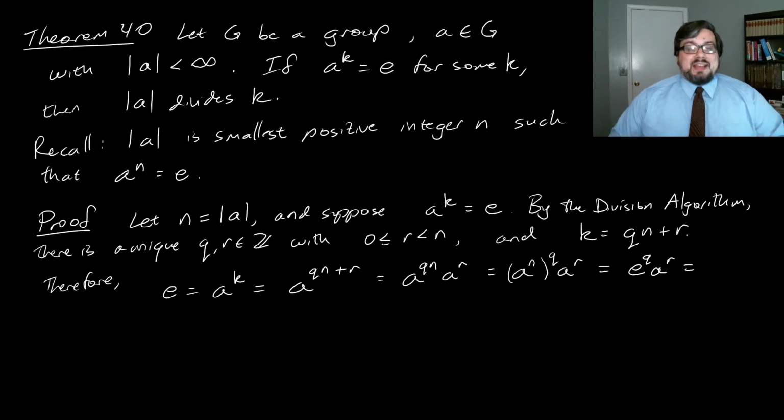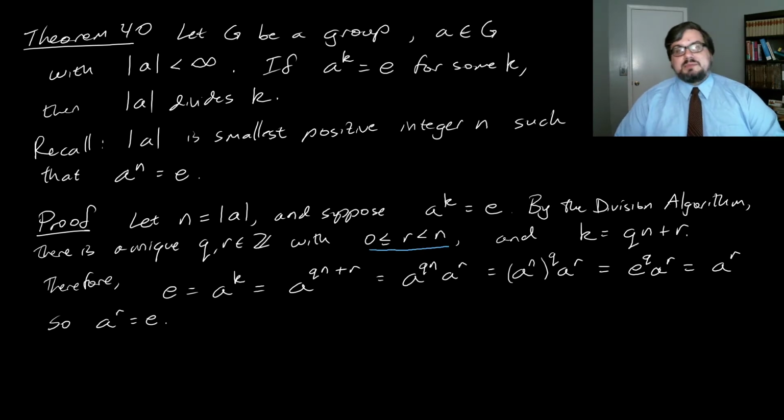Now, of course, if you multiply the identity by anything, you just get that thing back, and it doesn't matter how many times you raise the identity to a power. The identity times A to the R, even Q times, is just going to be A to the R. All right, so we get that A to the R is equal to E. But remember that the division algorithm says what R has to be. R has to be between 0 and n. In particular, it has to be less than n.